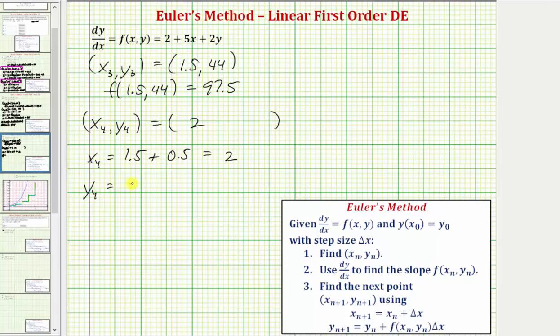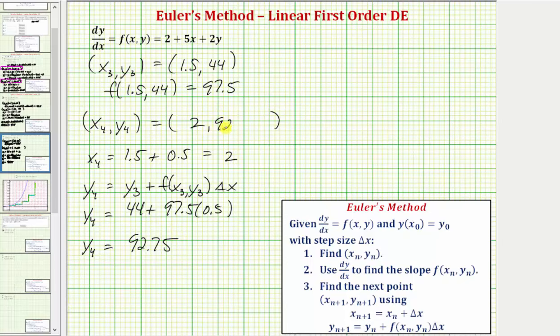Y sub 4 is equal to y sub 3 plus the slope at x sub 3 comma y sub 3, which is f of x sub 3 comma y sub 3, times delta x. So y sub 4 is equal to, again, y sub 3 is 44 plus f of x sub 3 comma y sub 3, which is 97.5, times delta x. So y sub 4 is equal to 92.75. So we found our 4 points of our approximation.